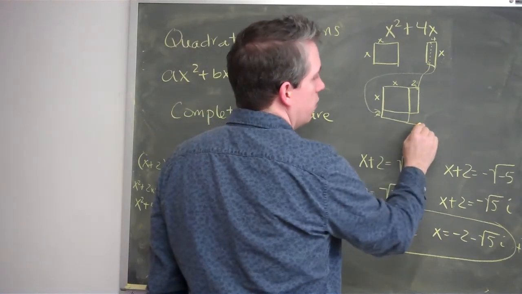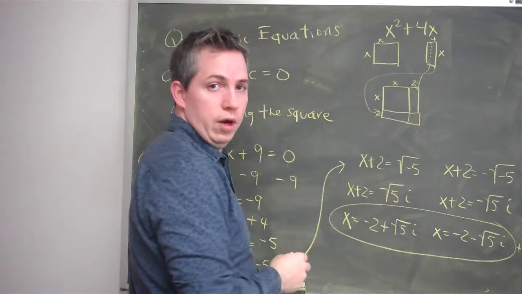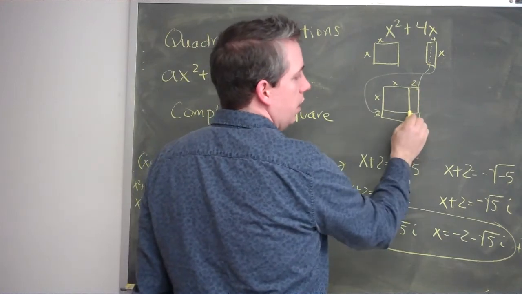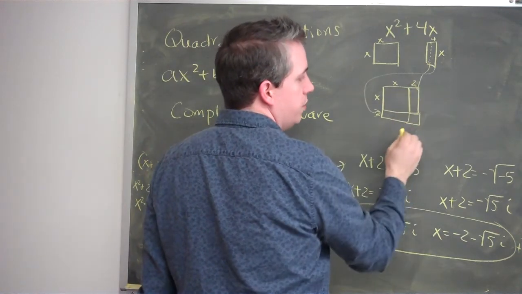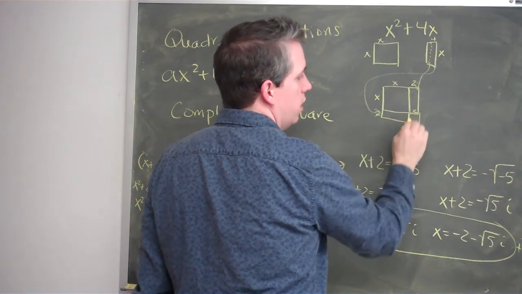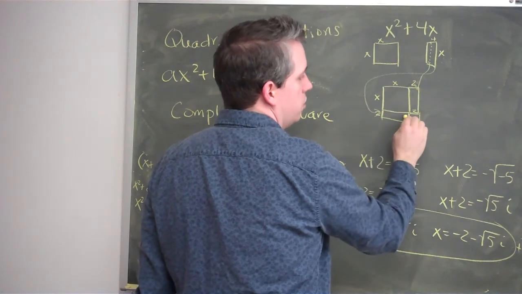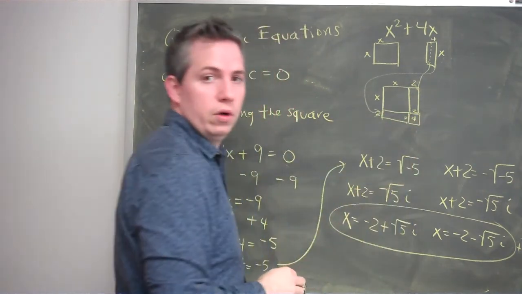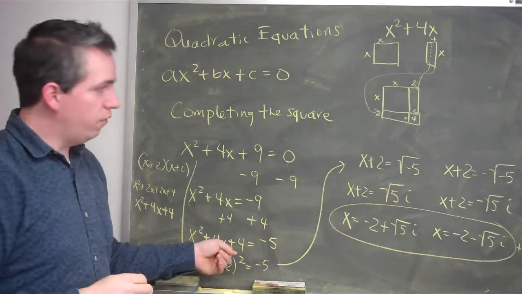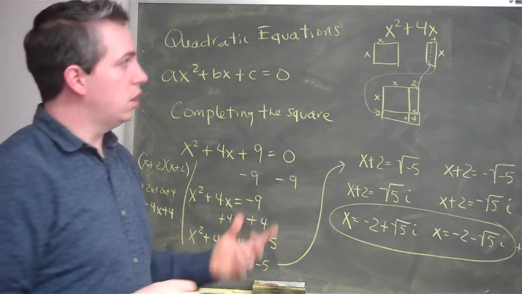What's the missing piece right here? Well, it's a square, and the square's length must be the same as this length, so it must be 2. And the square's width must be the same as this width, so it must be 2. So the area is 4. And that's why we added 4. Now where does that 4 come from?